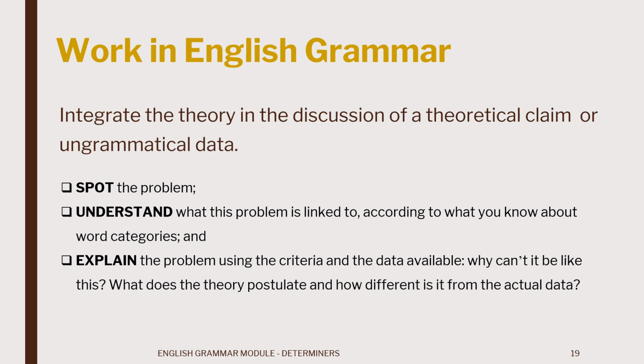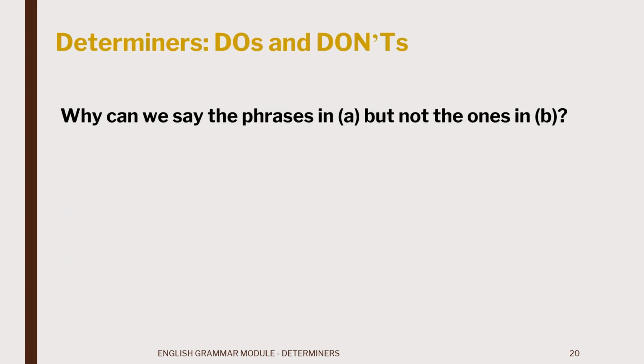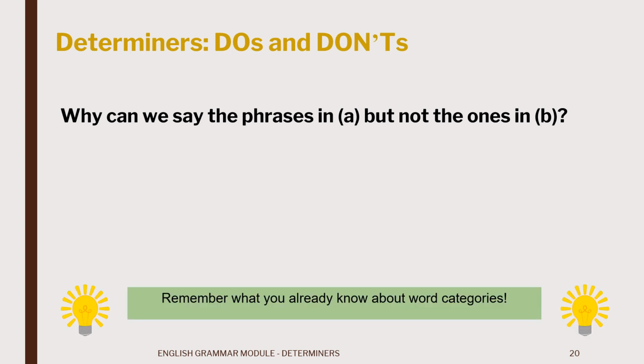To do so, you will need to use the criteria and data available and ask yourselves, why can't it be like this? What does the theory postulate and how different is it from the actual data? We have gathered all the necessary information to use the descriptions on determiners, and we are ready to plunge into this problem-solving activity: determiners, do's and don'ts.